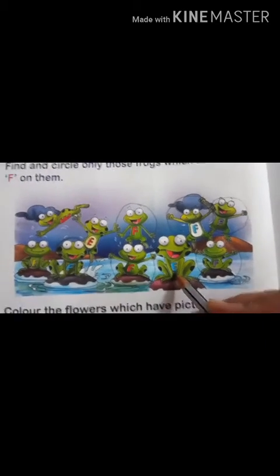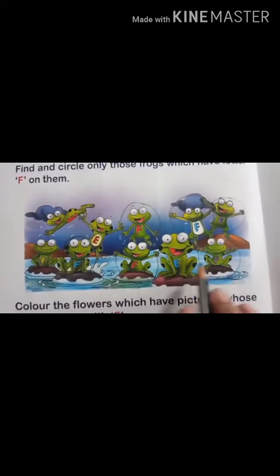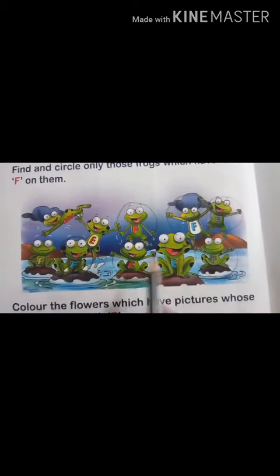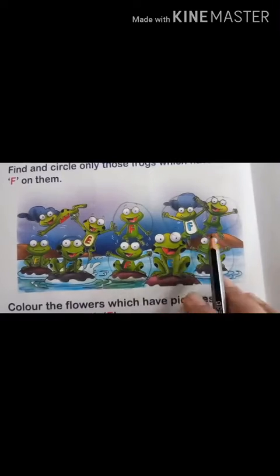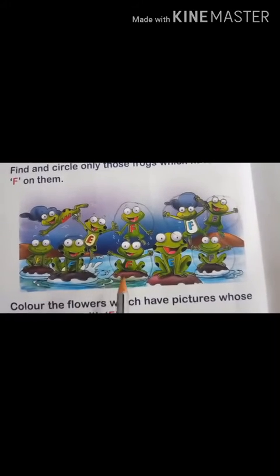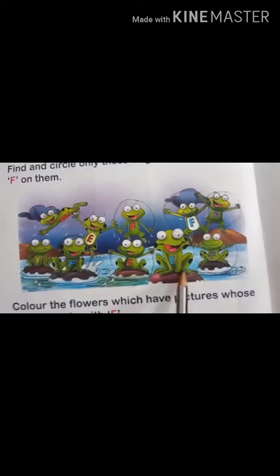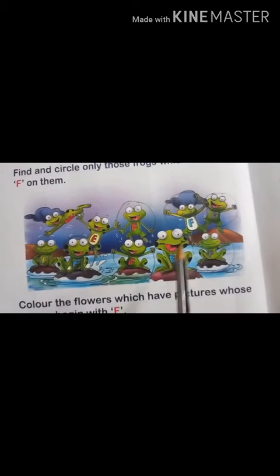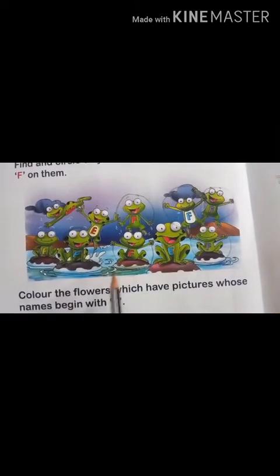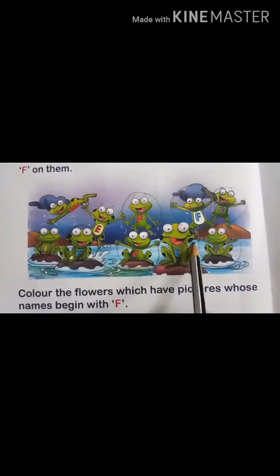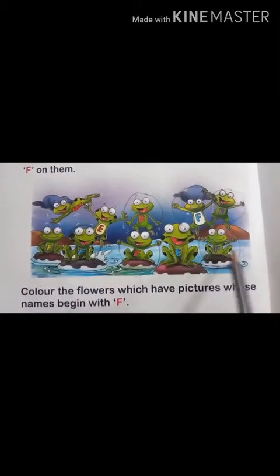F. This is letter F. Now circle this frog. Is it letter F? No. Now look here. These frogs are dancing and some are jumping. And these are sitting. Dancing. Jumping. Sitting. And see their happy faces. They are all smiling.